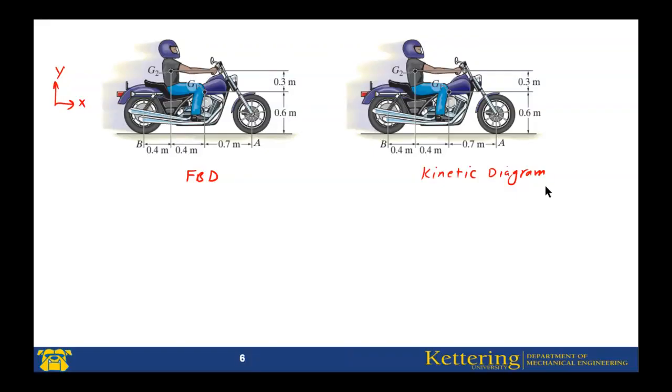Now, draw a free body diagram. There are 2 weights. This is the weight of the rider. This is the weight of the motorcycle. There are 2 normal forces at B and at A. There are 2 frictional forces at B and at A directions.